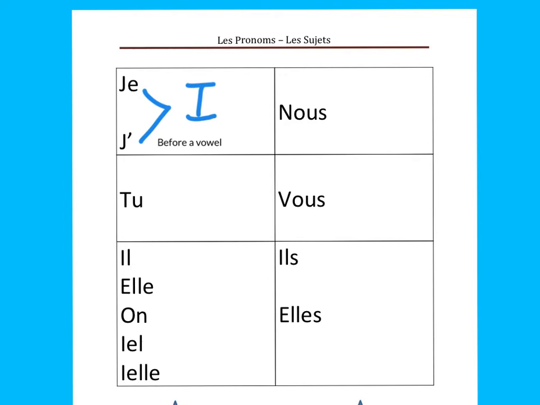Continuons. Let's move along to tu. Tu is one that you have used a lot. You've used it in questions like comment tu t'appelles or qu'est-ce que tu aimes faire, mon ami? You use tu to ask about one other person, you.